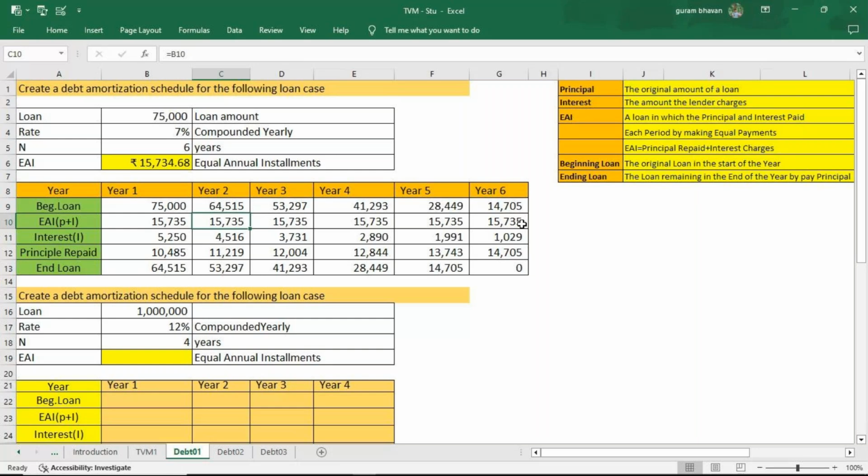Ma'am, could you show how interest is got? Yes, I'll tell. Interest equals beginning loan amount. Okay, beginning loan into, here they are telling 7%. I'm not going to take the cell. Why? Because I need to drag. So I'm going to mention directly 7%. Enter. For the second year also the same way. So I'll take equals beginning loan into, rate is 7% they have said. So into 7%. Thank you, ma'am. Into rate of interest 7%.